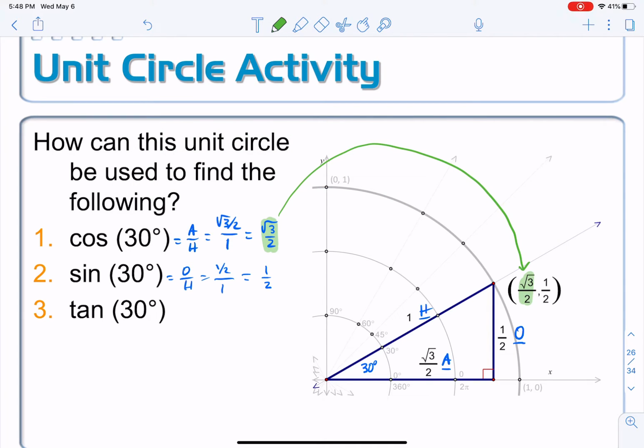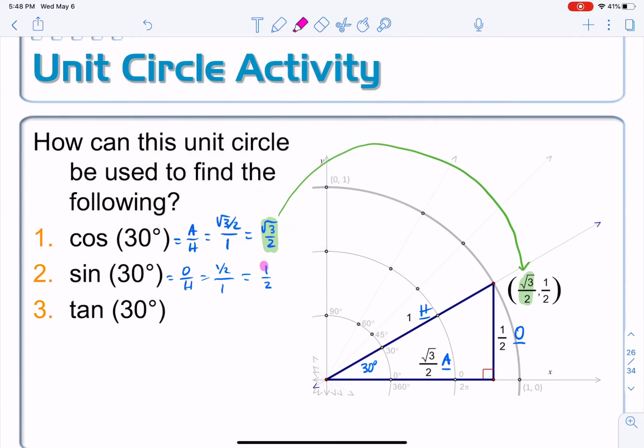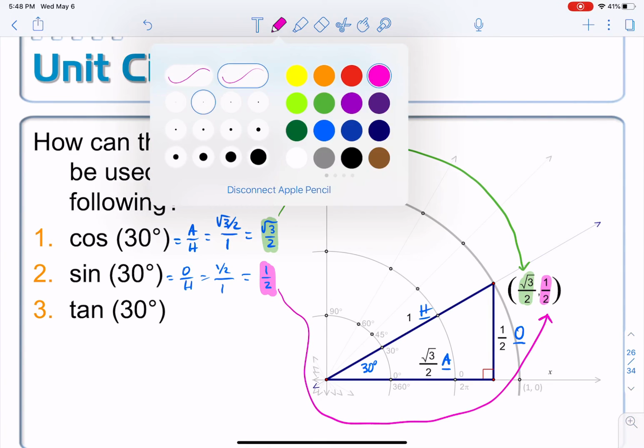Okay, and this 1/2. Maybe pink. It's 1/2. Do I see that on my unit circle? Sure. It's this 1/2 that's right there. It's the y coordinate. Boom. Okay, let's continue this problem.